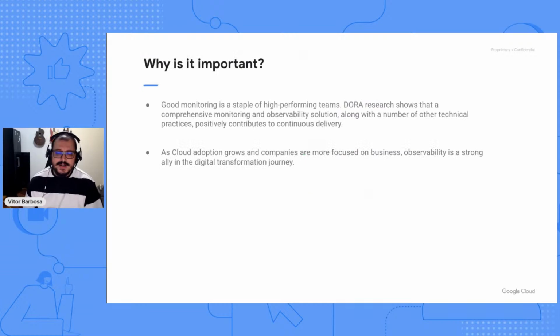And why is observability so important in my teams, in my ecosystems, in my applications? First thing, we have a research about DevOps adoption, DevOps usage across the companies. And in this research, we found out that a comprehensive monitoring and observability solution, along with a number of other technical practices, contributes to continuous delivery.